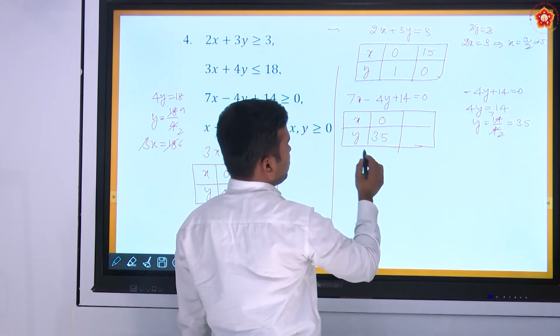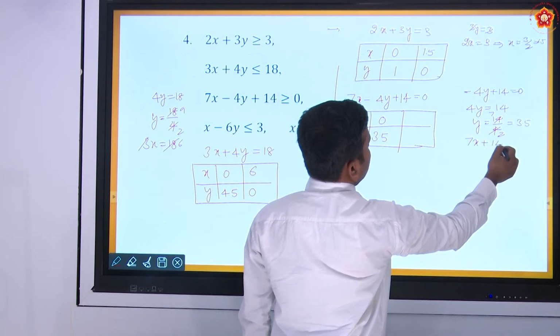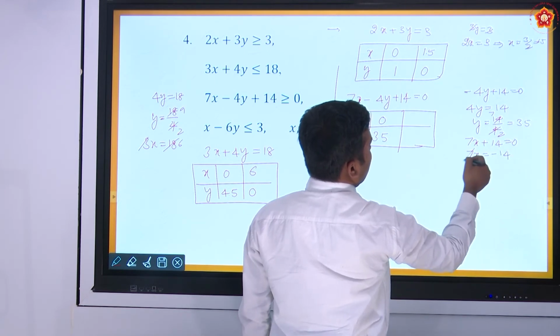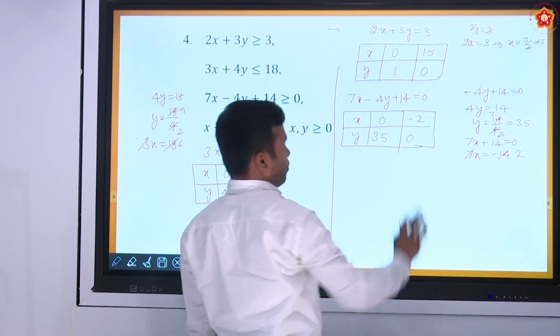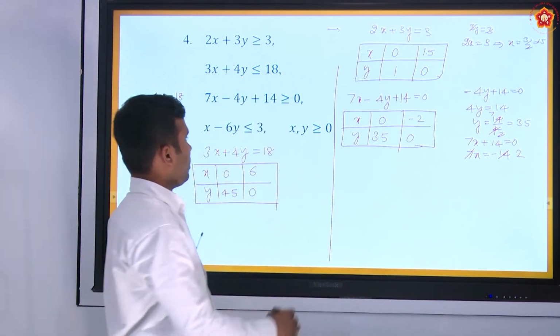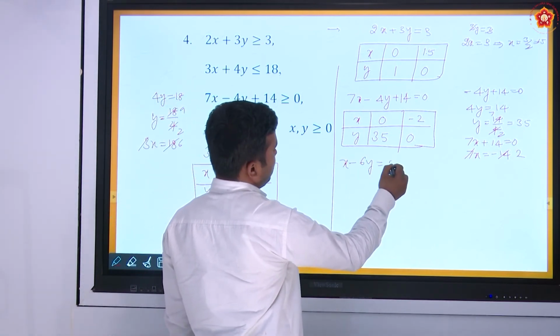Put y is equal to 0. If you put y is equal to 0, it becomes 7x plus 14 is equal to 0. So then 7x is equal to minus 14. The value will be minus 2 when y is equal to 0. And here the last one is x minus 6y is equal to 3.